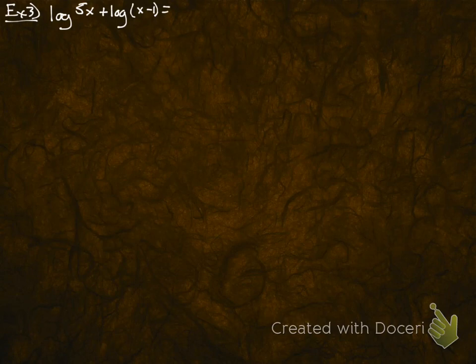Let's make it even more challenging. Let's try example 3. Example 3. This is a good one. We have log of 5x. So it's the common log, I'm not going to write the base. Log of 5x plus the log of x minus 1, and that's equal to 2.